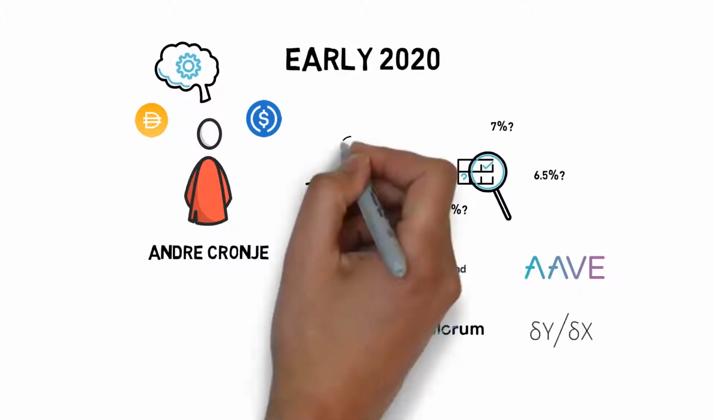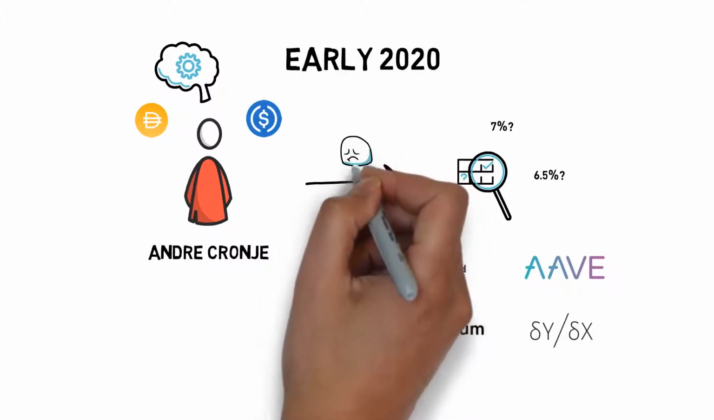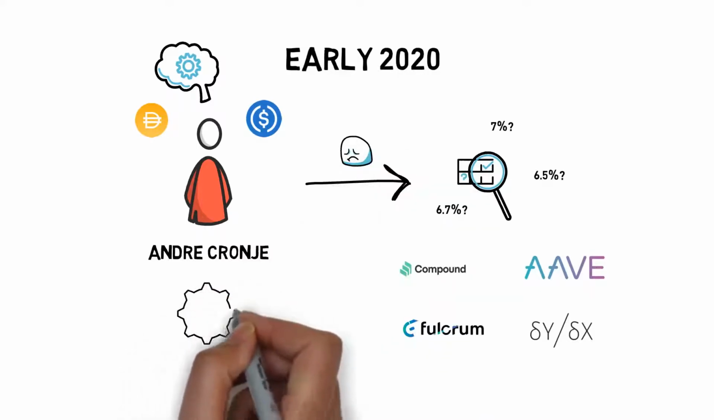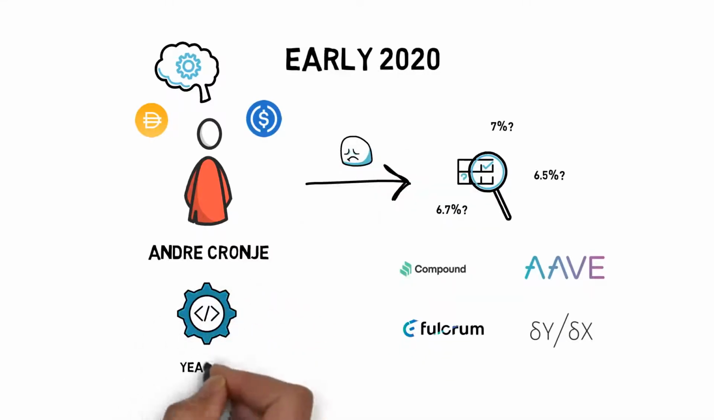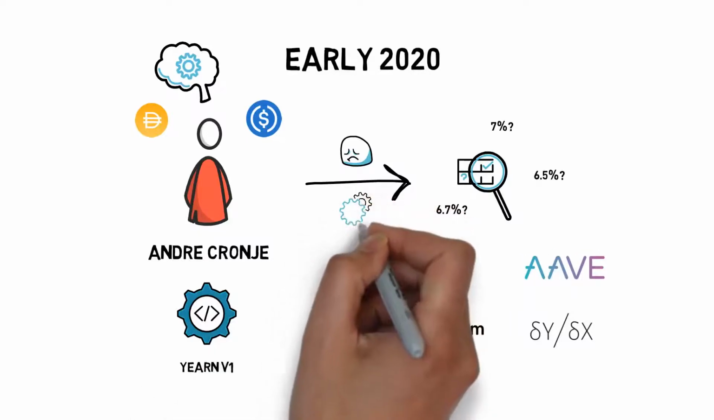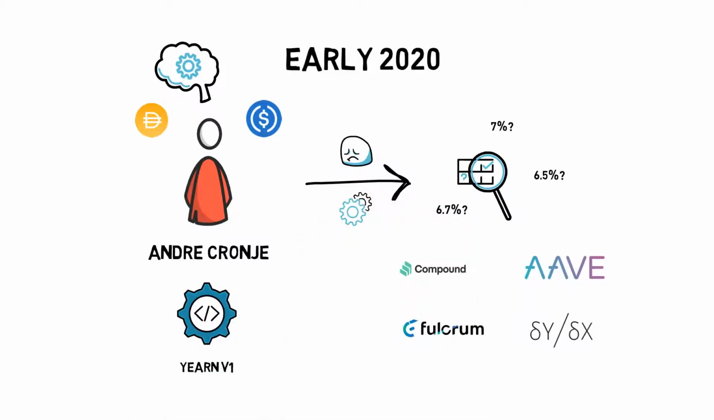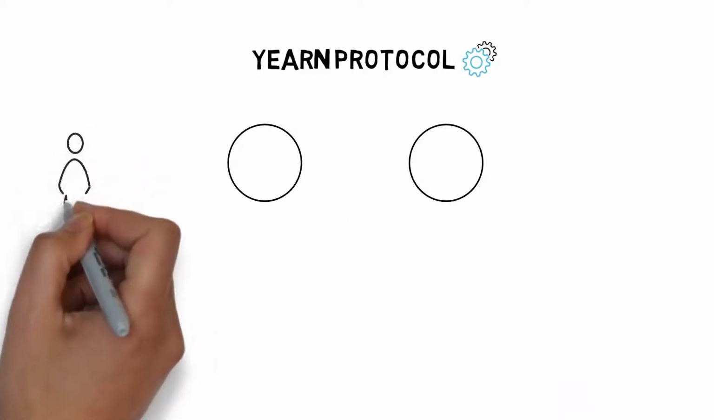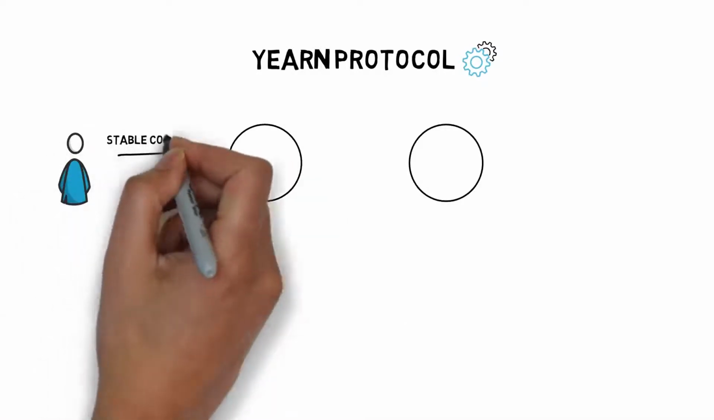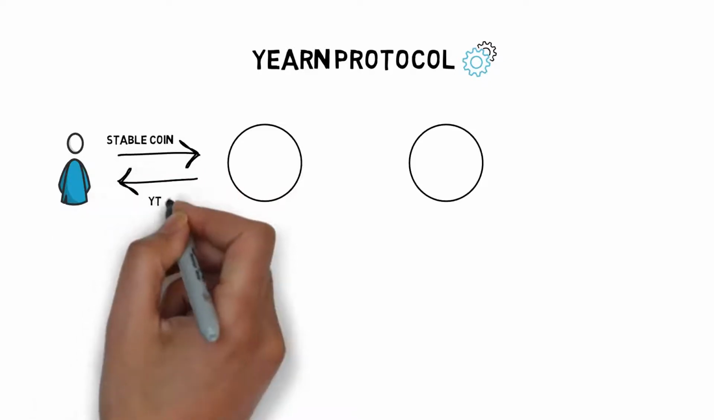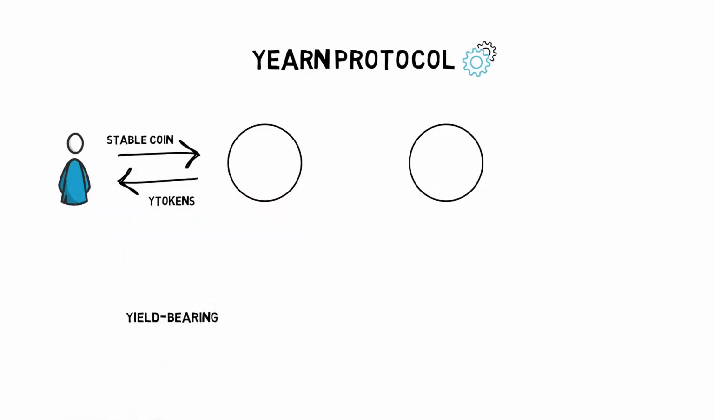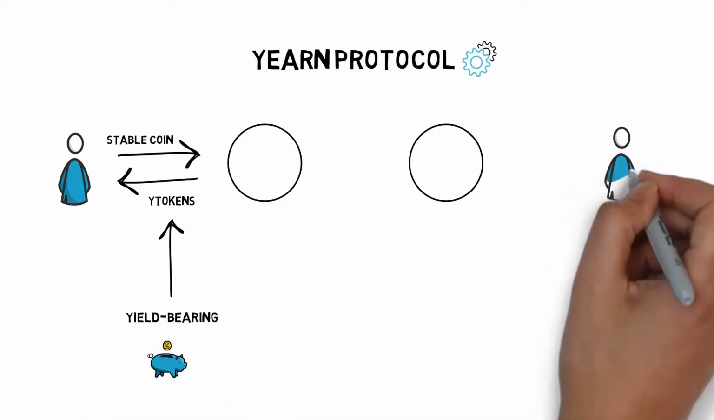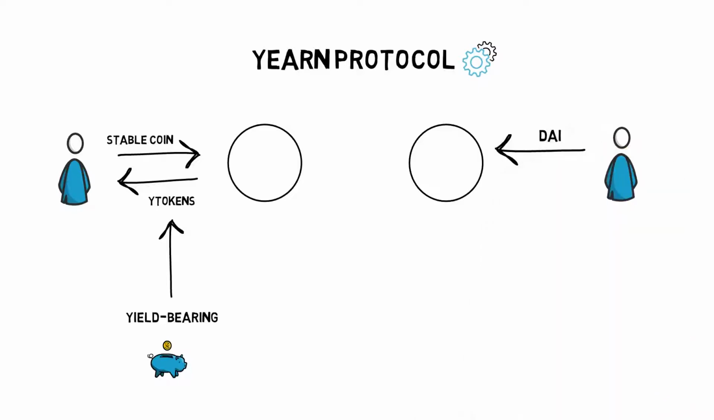This manual work quickly became repetitive and boring, so Andre started coding the first version of the Yearn protocol to automate the whole process of choosing the most optimal strategy for his stablecoins. The protocol, in essence, creates a pool for each stablecoin. By depositing a stablecoin to a pool, the user receives yTokens that are yield-bearing equivalents of the coin that was deposited. For example, if a user deposits DAI, the protocol issues yDAI.